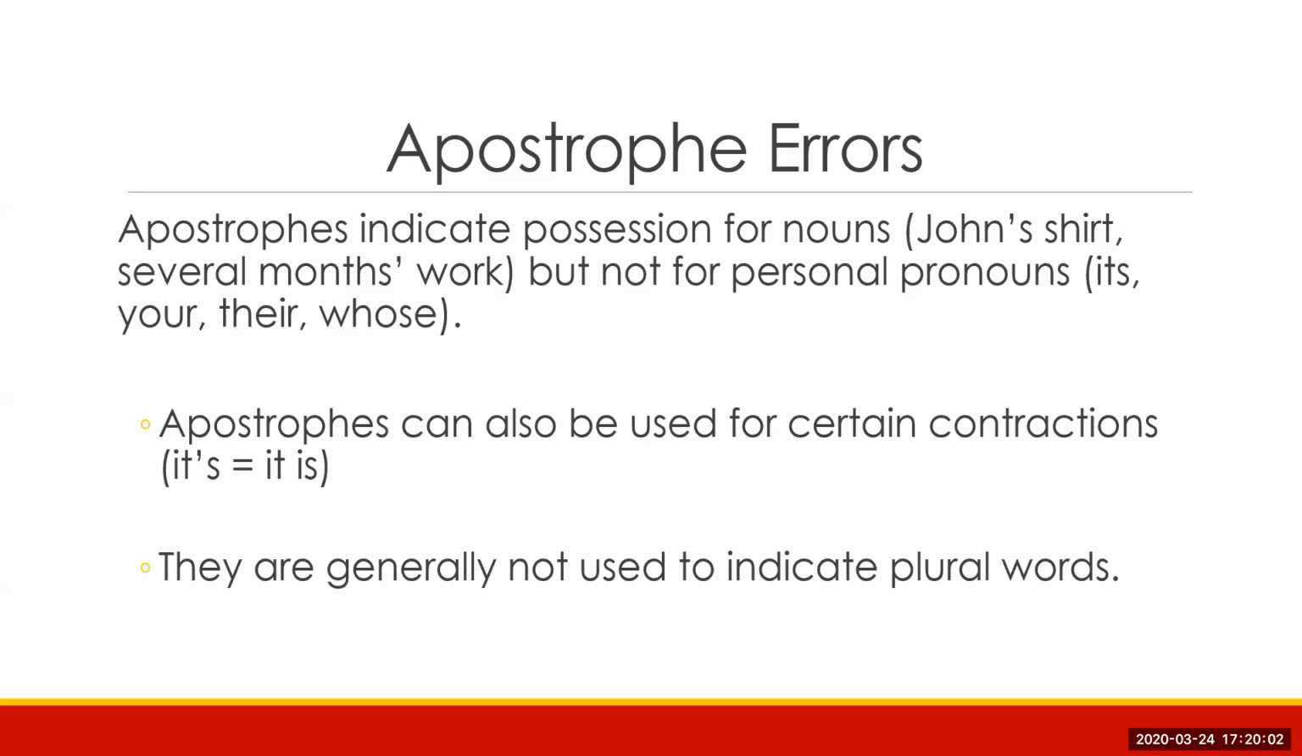However, they are generally not used to indicate plural words. I see this error a lot. Say, like, she ate a lot of oranges, right? That word oranges, you wouldn't have an apostrophe before the S. There's no need for that. You would just put the S at the end. So generally when you're talking about plural words, you would not use an apostrophe. Like I said, it's only possession and contractions.